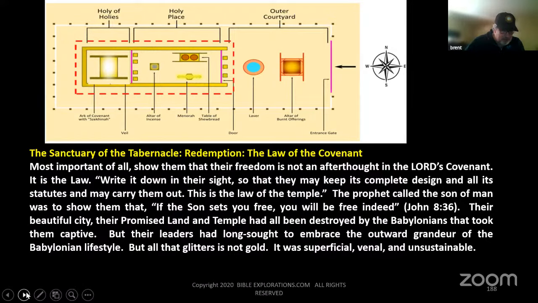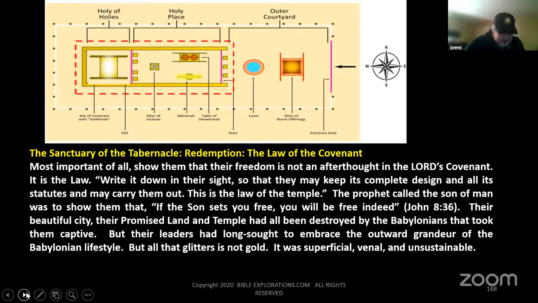Most important of all, show them that their freedom is not an afterthought in the Lord's covenant. It is the law. Write it down in their sight so that they may keep the complete design and all of its statutes and may carry them out. This is the law of the temple. The prophet called the Son of Man was to show them that if the Son sets you free, you will be free indeed. John 8:36.